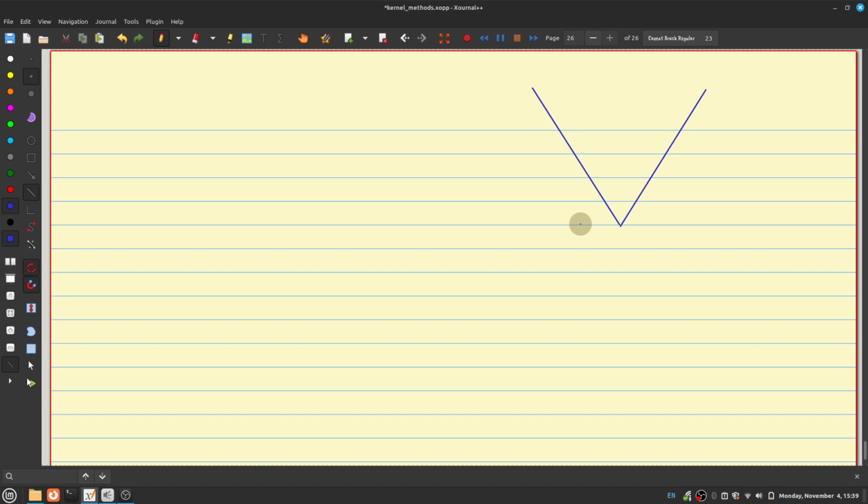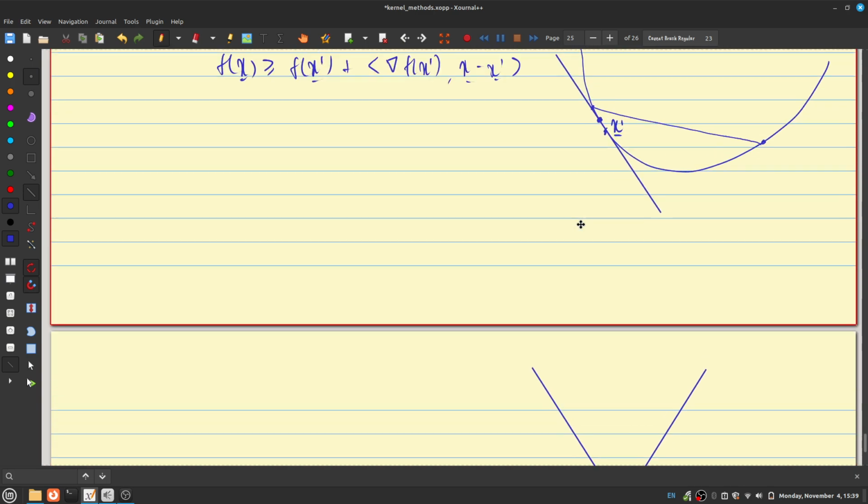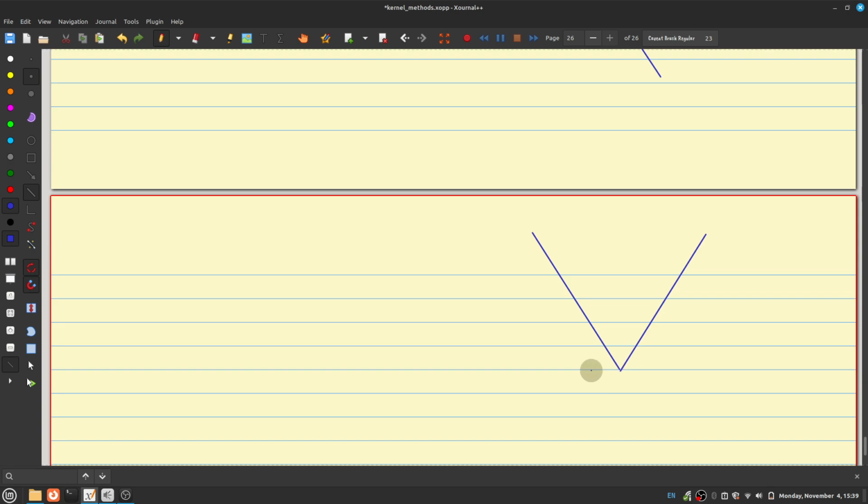Even if the function is not differentiable at some point, it doesn't mean that there's no tangent. The problem is there's no unique tangent at that particular point. There could be multiple tangents. But even in this case, what can I say about the tangent? It's still going to be a lower bound for the function. So every tangent is a lower bound for the function.